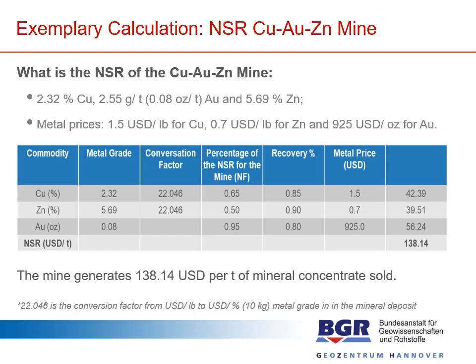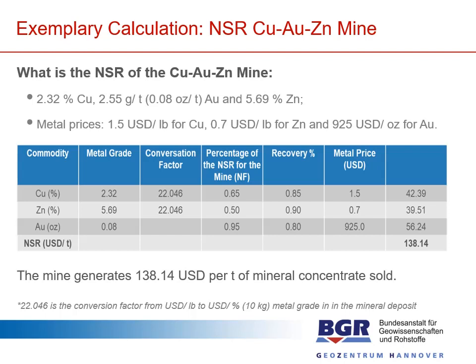On this slide you can see how the rule of thumb on the net smelter return for this copper, gold, zinc mine is applied, and at the end the calculated net smelter return using the rule of thumb is $138, relatively close to the calculated value of $145. But I would like to stress that especially in case of copper, we here get a result of $42.40 using the rule of thumb. When you compare that to the calculated value of $48, you already have a difference of 12%.